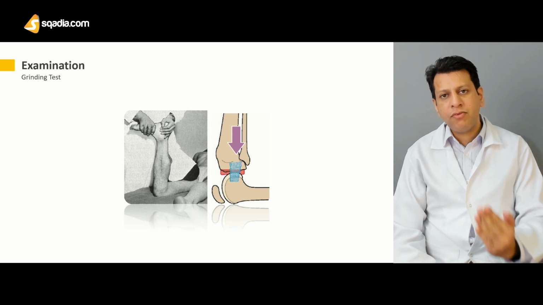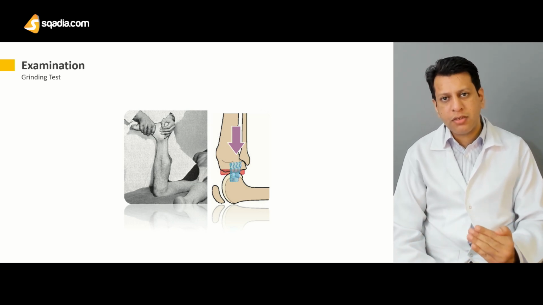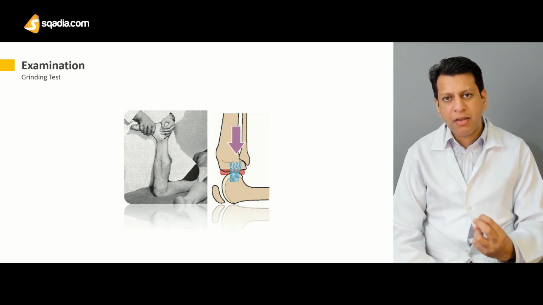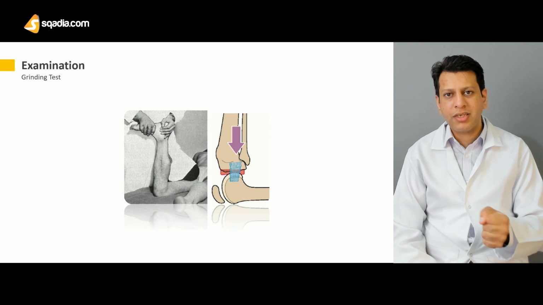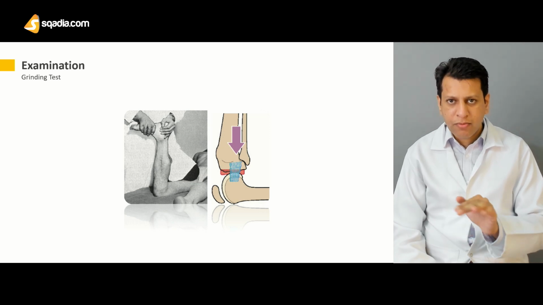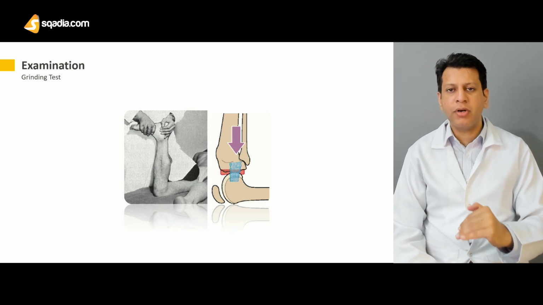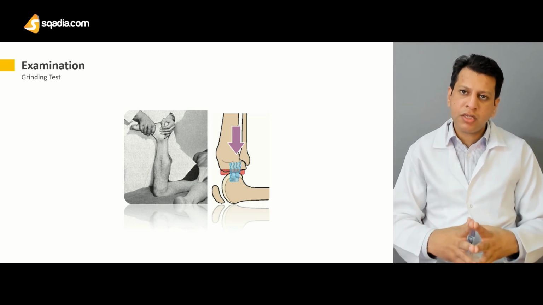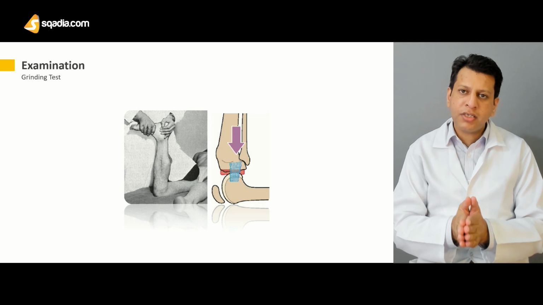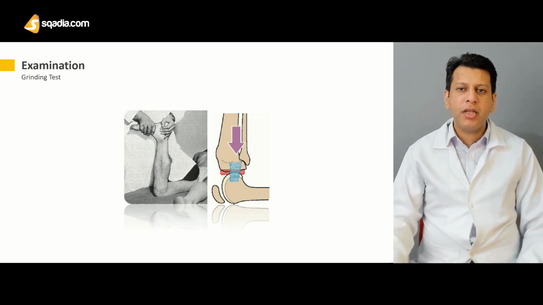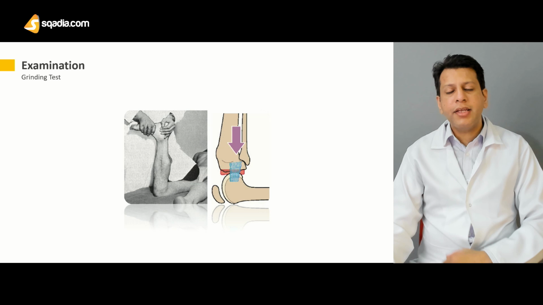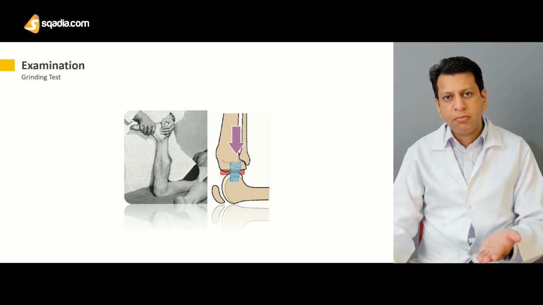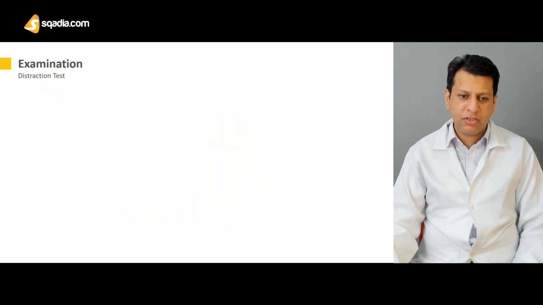As a result, if there is a meniscus lesion on the medial or the lateral side, there will be painful sensations produced during this grinding test, especially if the person is internally or externally rotating. Depending upon which side the painful sensation has appeared, the grinding test can be positive for the medial or lateral meniscus. Another way of testing this problem is called the distraction test.